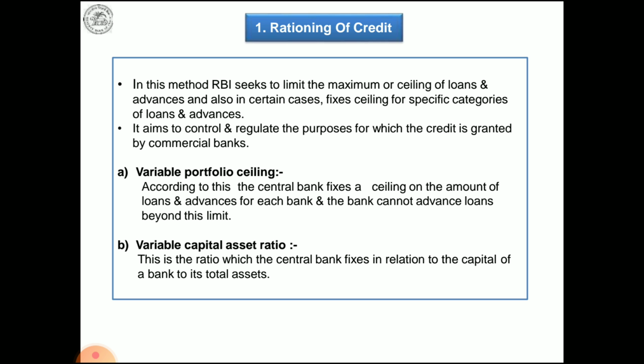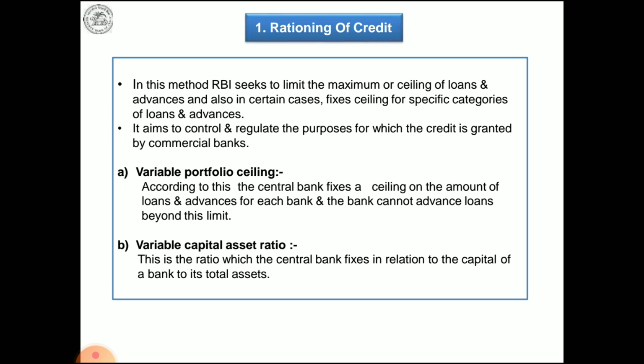Okay, first is rationing of credit. In this method, RBI seeks to limit the maximum ceiling of loans and advances, and also fixes the ceiling for specific categories of loans and advances. It aims to control and regulate the purpose for which the credit is granted by the commercial banks.